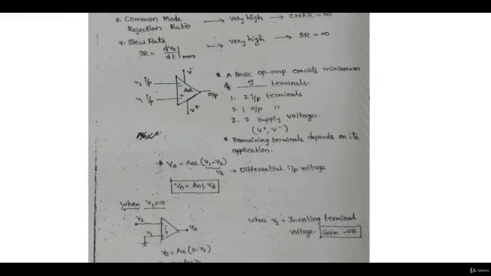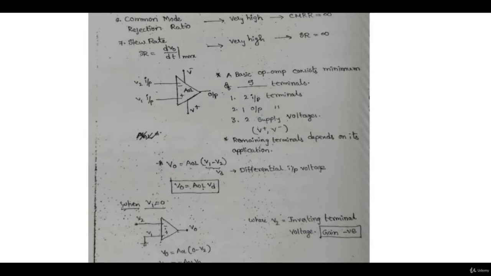Okay, this is how we represent an op-amp. There will be one input V2 and one input V1 at the negative and positive terminals. Then there will be the saturation voltages, plus saturation V plus and minus saturation V minus, and there will be the output. Minimum it consists of 5 terminals. There will be extra terminals as well, offset and all, but minimum it requires 5 terminals: 2 inputs, 1 output, and 2 supply voltages, V plus and V minus. The remaining terminals depend upon the application, but in general this is the minimum required, and that's the reason we represent the op-amp every time with 5 terminals.